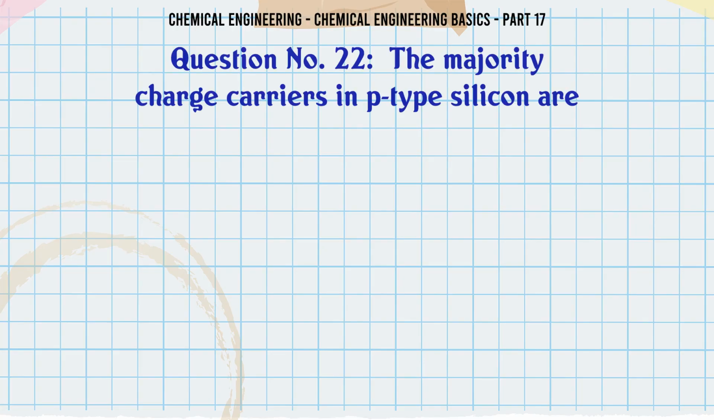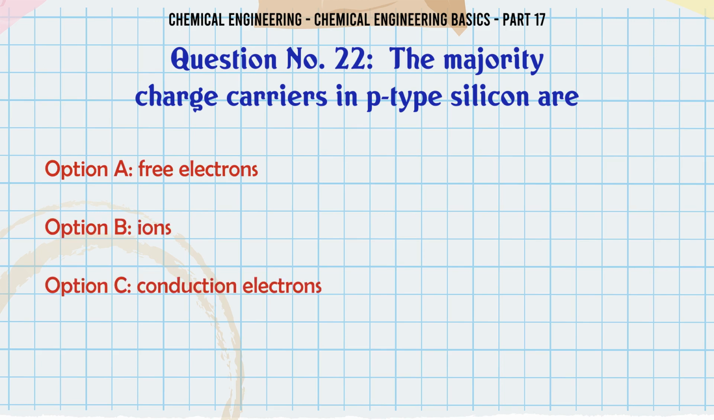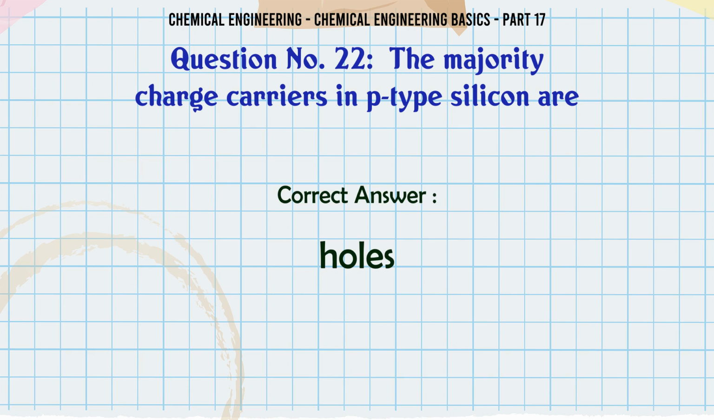The majority charge carriers in p-type silicon are A. Free electrons, B. Ions, C. Conduction electrons, D. Holes. The correct answer is holes.